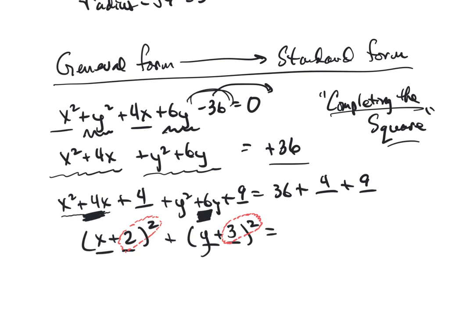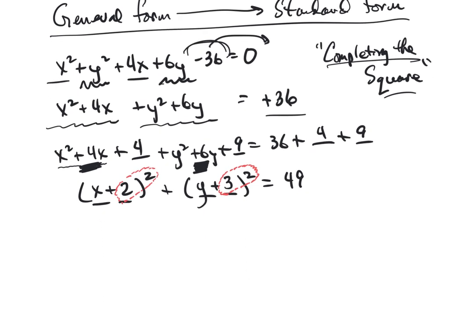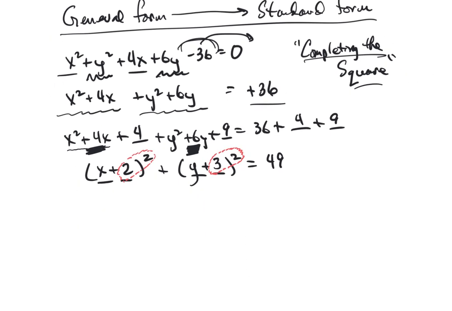So we've completed the square for the x's, we've completed the square for the y's, and when I add the 36 that we had originally to the new 4 and the new 9, we get a total of 49. And what we now have is an equation of a circle in standard form.